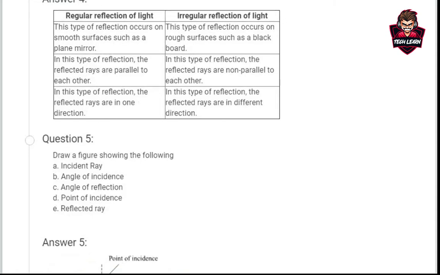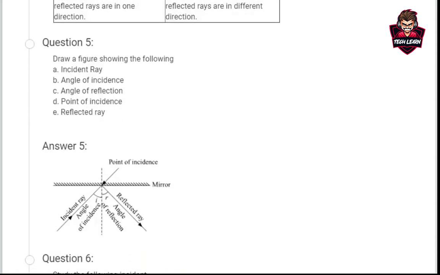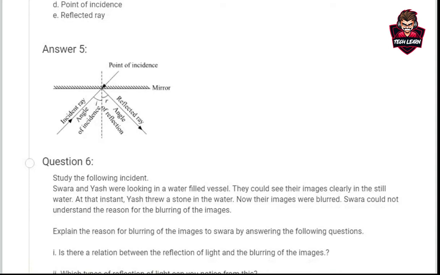So, question number 5. Draw a figure showing the following. First, incident ray. Second, angle of incidence. Third, angle of reflection. Fourth, point of incidence. And fifth, reflected ray. So, here in this diagram we are showing all of these points: incident ray, angle of incidence, angle of reflection, mirror, point of incidence and reflected ray. So draw this diagram in your notebook.